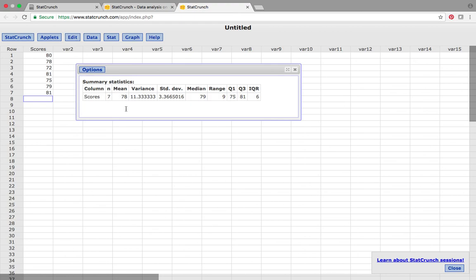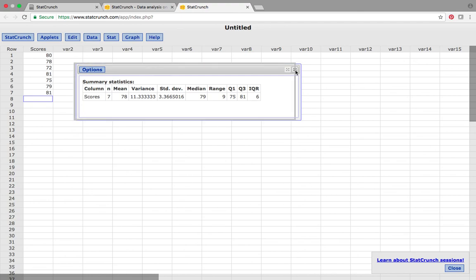7 scores, mean is 78, the variance was 11.33, standard deviation 3.37, the median was 79, the range was 9, IQR was 6, and Q1 and Q3 were 75 and 81.